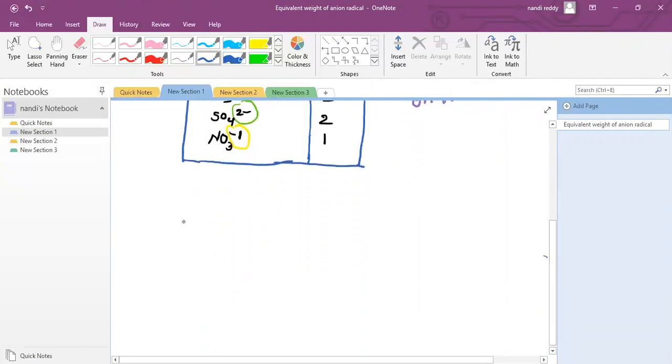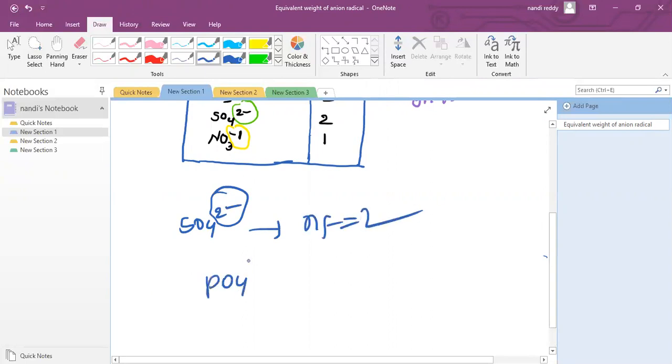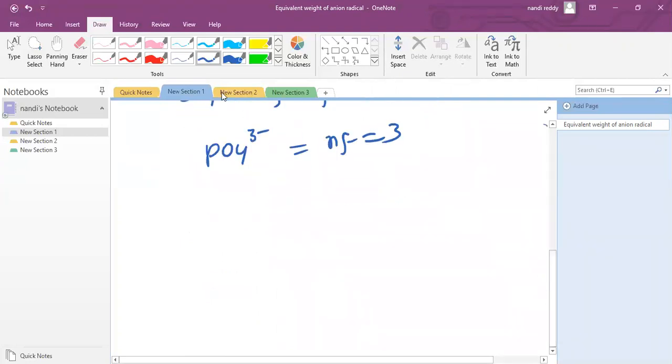For sulfate, they give SO4 2 minus, and the n factor they consider for the sulfate ion is 2. Like phosphate, they give PO4 3 minus, and they consider the n factor as 3. So we don't take the charge here, we take the number only as the n factor. Why they consider this, we will get from our basic definition.